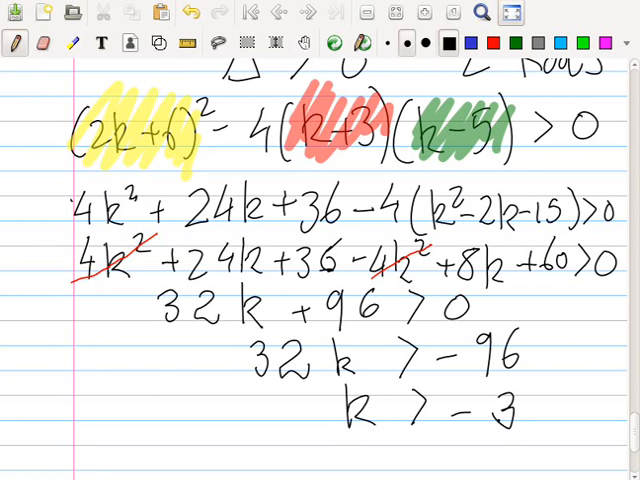And by the way, just take care here at this last step. If this was a negative 32, what happens when you divide by negative 32? It flips the inequality around. So instead of more than, you would have less than. So just take care here.